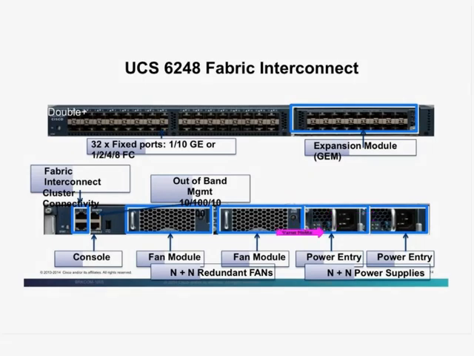One important point that I want to cover out here is that with the 6248, these ports are unified ports. So you can use them as either Ethernet ports or FC ports. If you launch the UCS Manager, you get an option to configure the unified ports. Depending on your requirement, you can either have them as 10 or 1 gig Ethernet ports or 1, 2, 4, 8 gig FC ports.